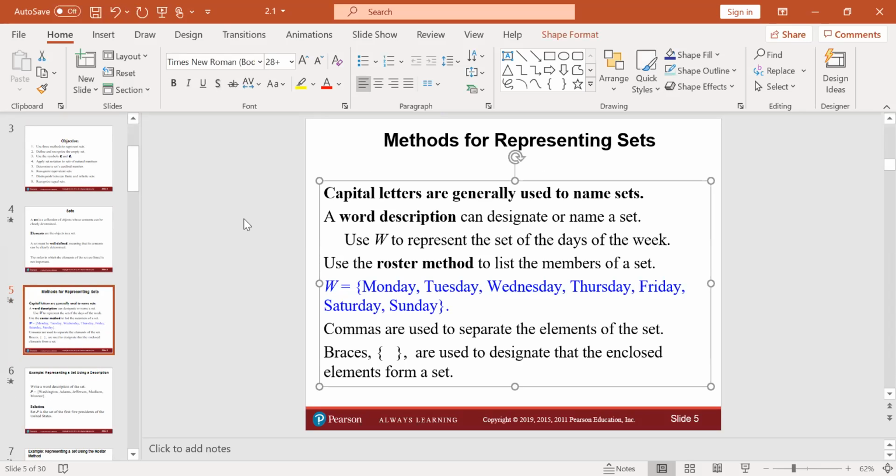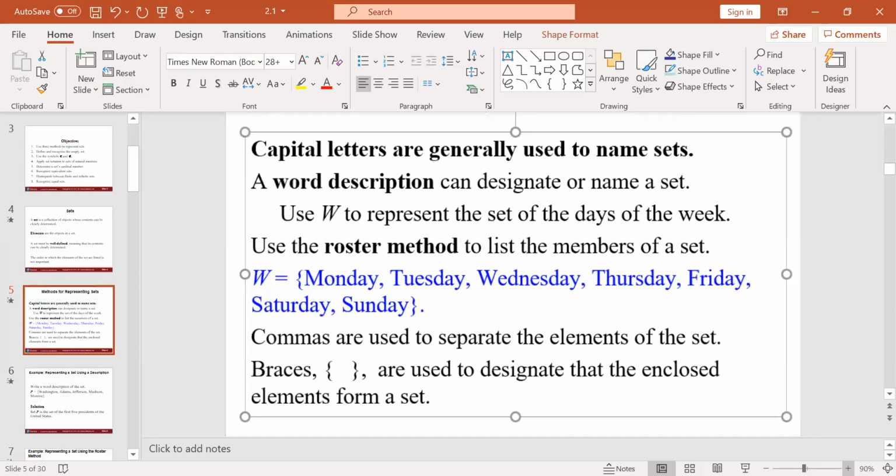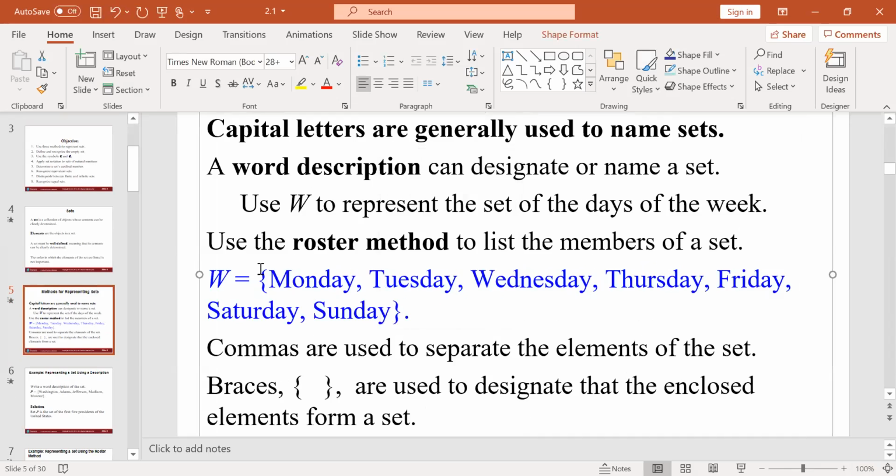Now, when you're talking about a set, if you do choose what is called the roster method, where you just list out the elements, you're going to use these special set braces. You must use them. If I just list out Monday, Tuesday, Wednesday, Thursday, Friday, Saturday, Sunday and I don't put set brackets around them, they're not a set. So those brackets are entirely necessary. They are mathematically precise and required.